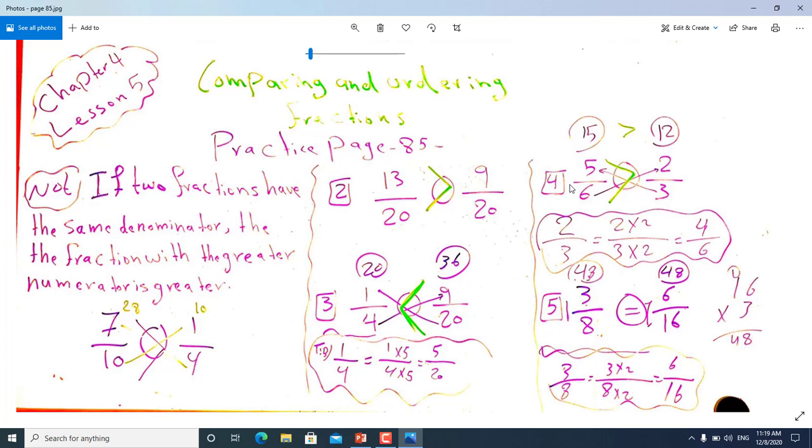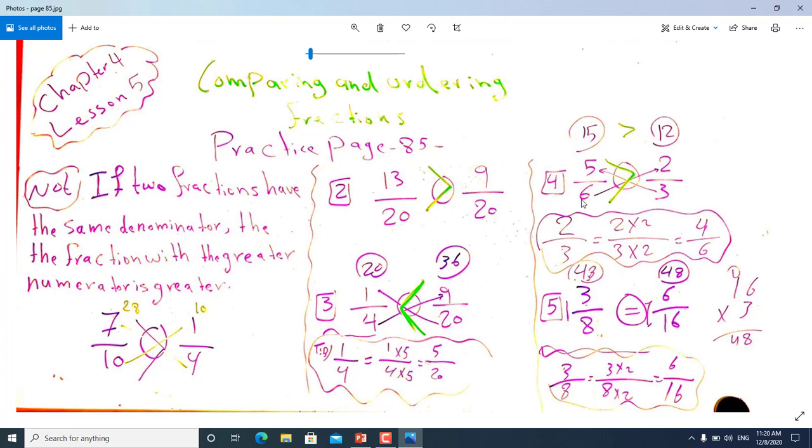From number 4 we have 5 over 6 and 2 over 3. They have different denominators. We can change this 3 to 6 by multiplying by 2. When you multiply the denominator, we say that you must also multiply the numerator. So 3 times 2 is 6, 2 times 2 is 4. We have 4 over 6 and the first fraction is 5 over 6. So 5 over 6 is greater than 4 over 6.